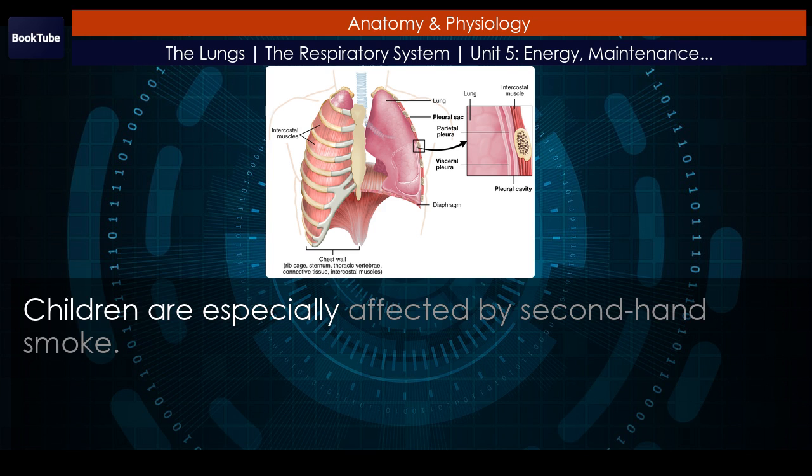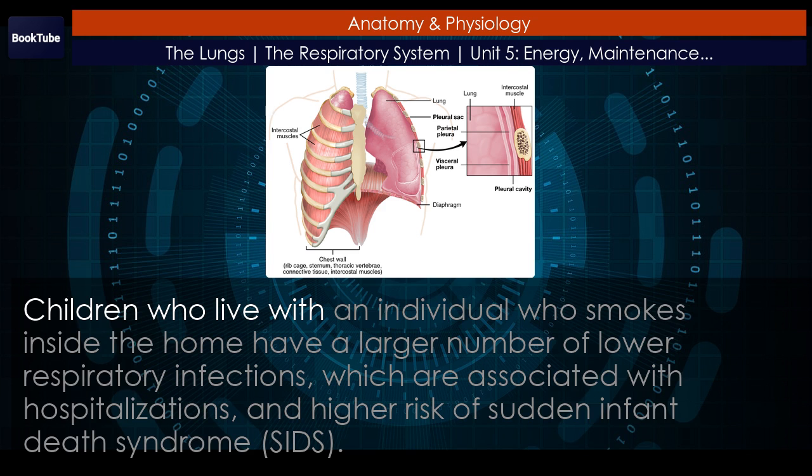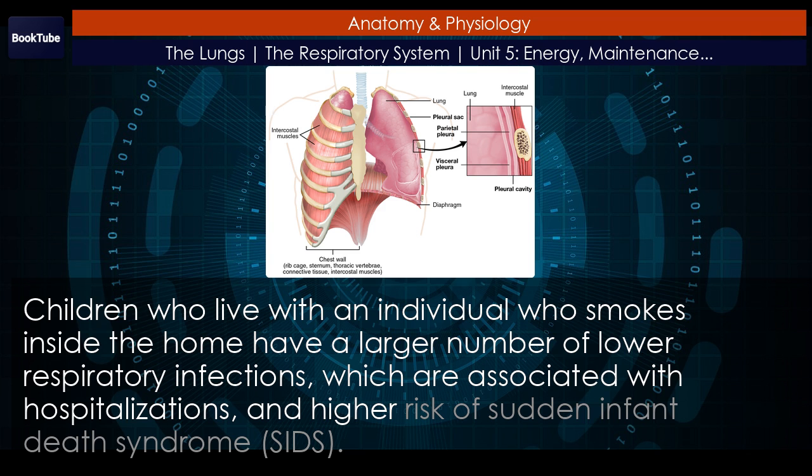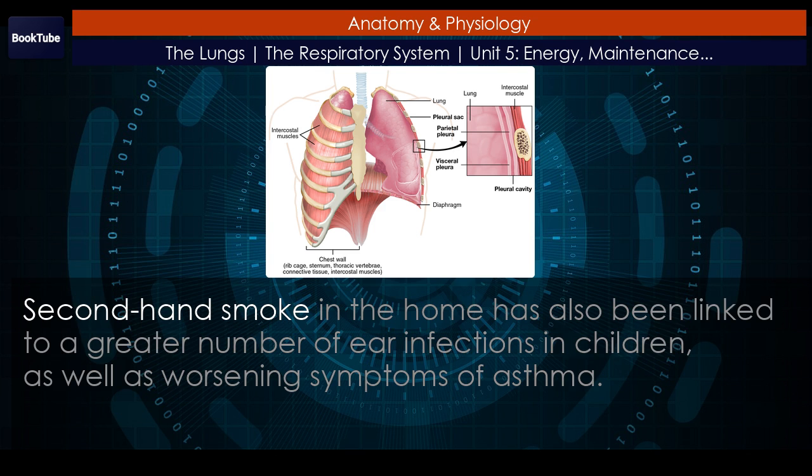Children are especially affected by secondhand smoke. Children who live with an individual who smokes inside the home have a larger number of lower respiratory infections, which are associated with hospitalizations, and higher risk of sudden infant death syndrome, SIDS. Secondhand smoke in the home has also been linked to a greater number of ear infections in children, as well as worsening symptoms of asthma.